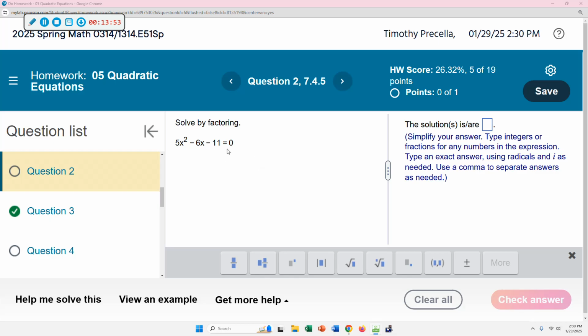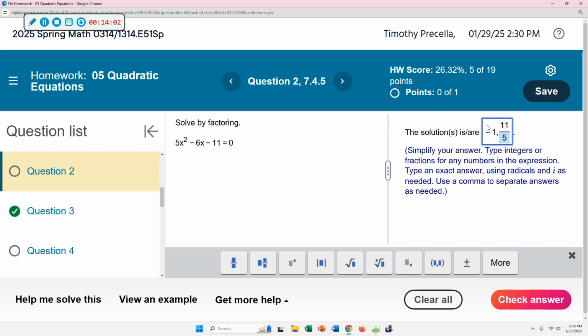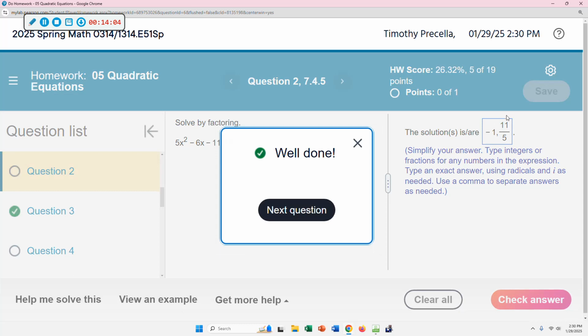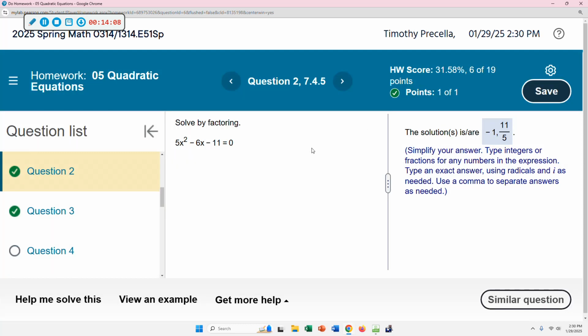Okay, so let's type in those answers. Negative 1, comma, 11 over 5. Okay. And that's really what we did the last time, factoring to solve quadratic equations. Any questions there?